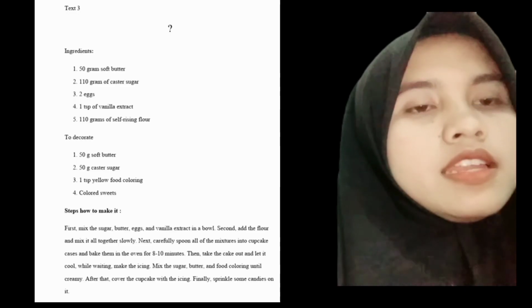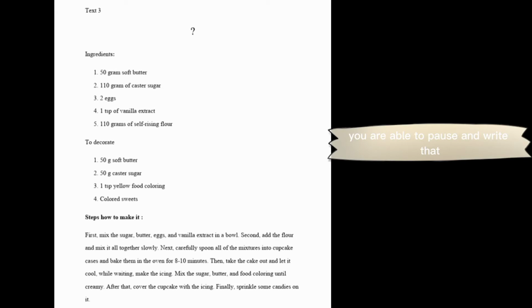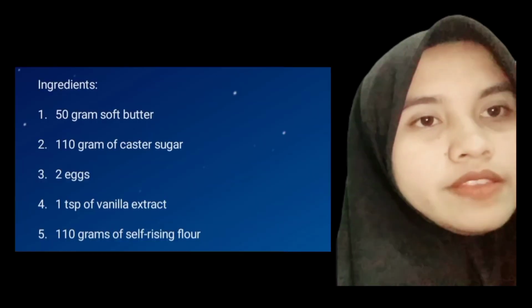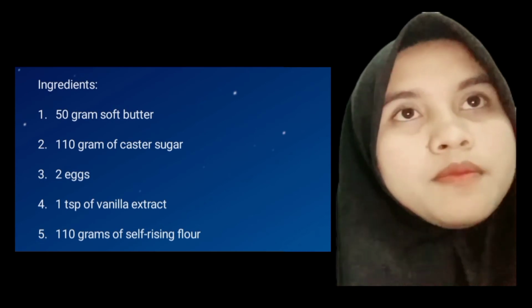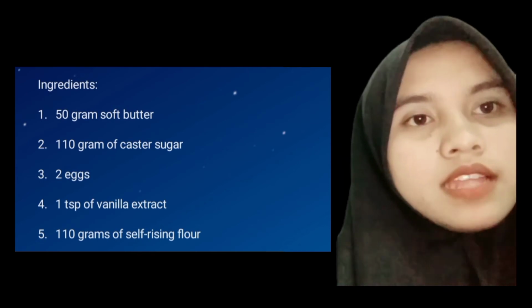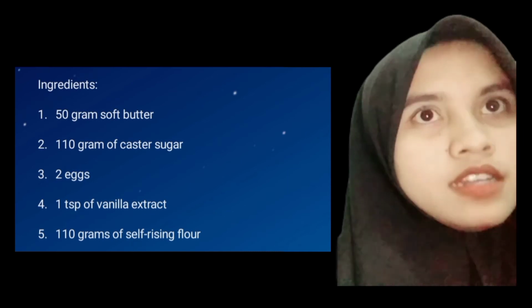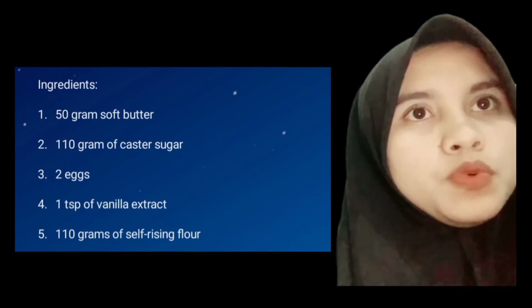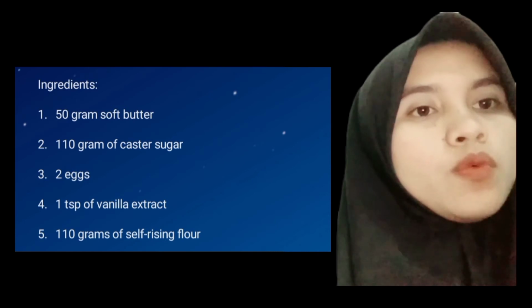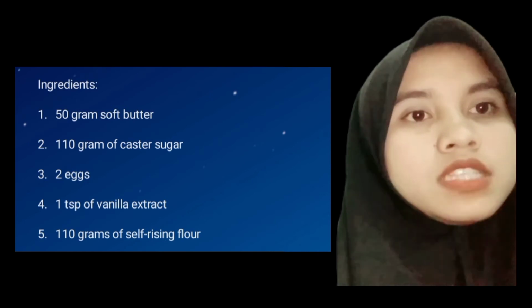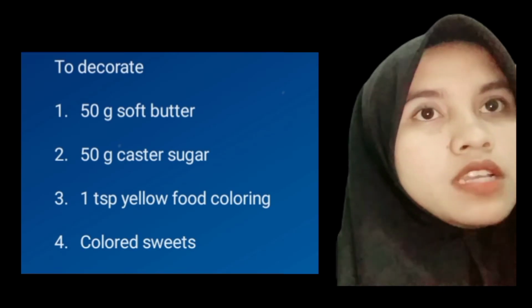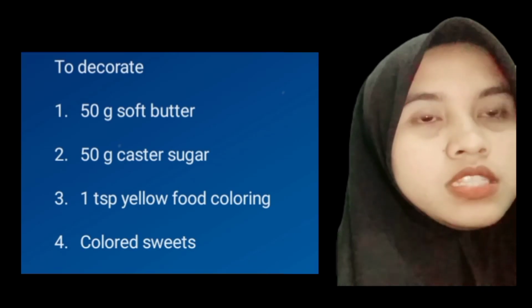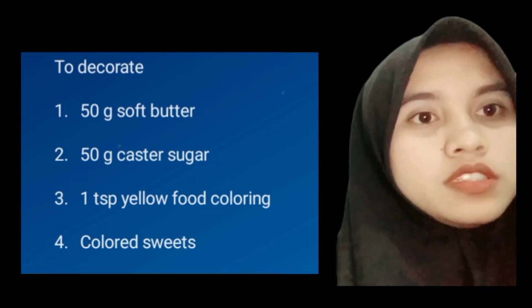Okay, let's start with the text. The text is about how to make something. You are able to pause and write that. And the ingredients are 50 grams of soft butter, 110 grams of Chester sugar, 2 eggs, 1 teaspoon of vanilla extract, and also 110 grams of self-rising flour.